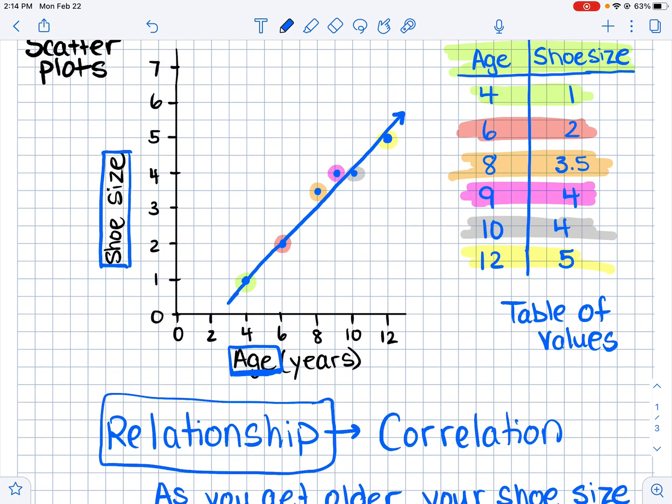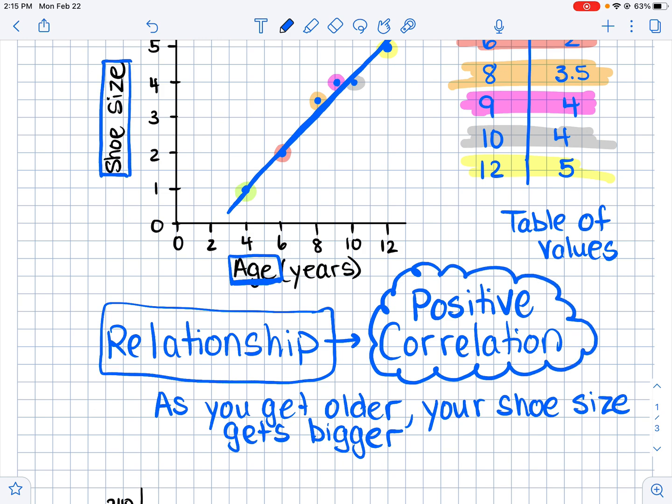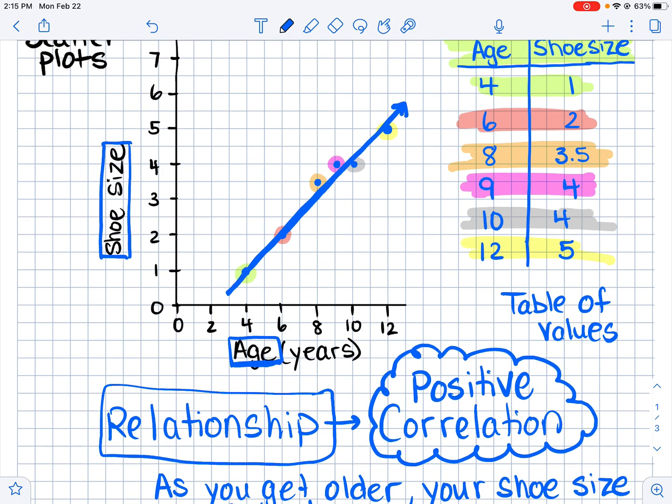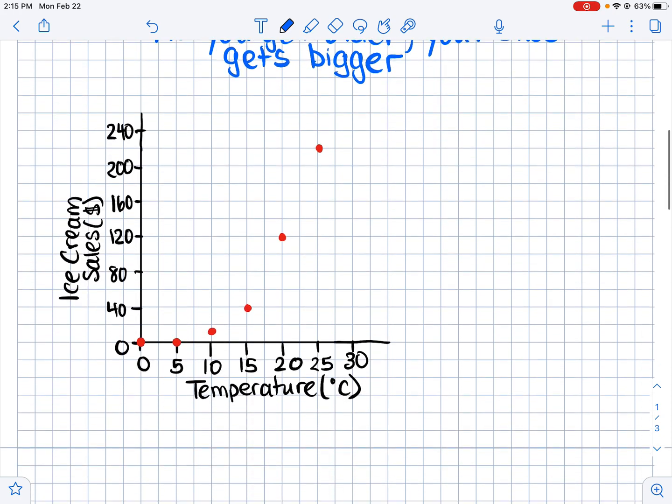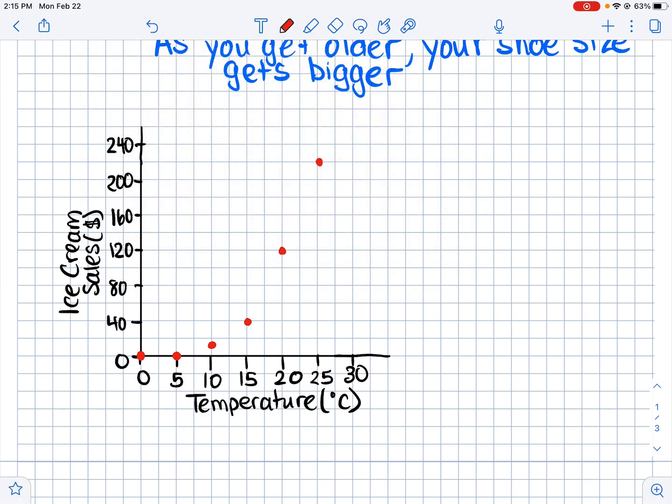See how the line goes up to the right? So we call this positive correlation. When something goes up to the right, and we can draw a line on it. And then sometimes you have a graph that doesn't look exactly straight.